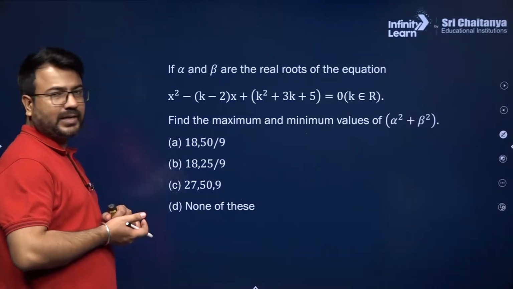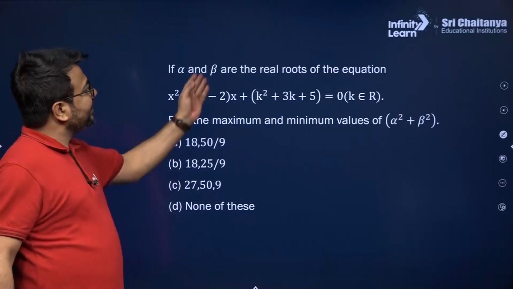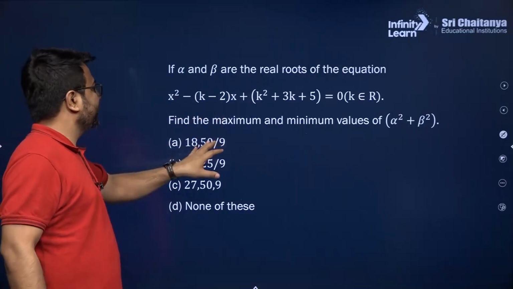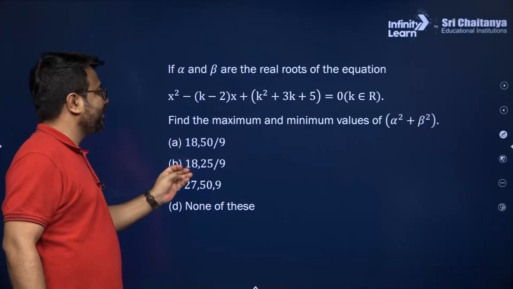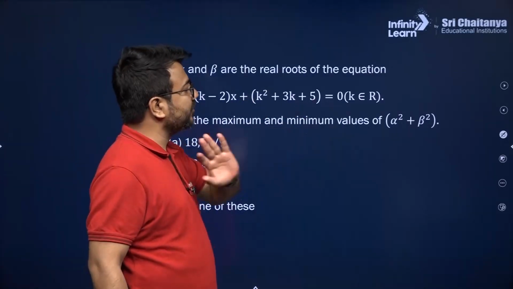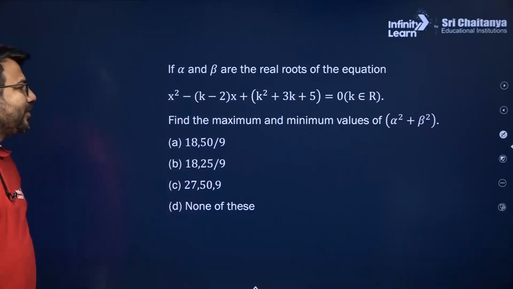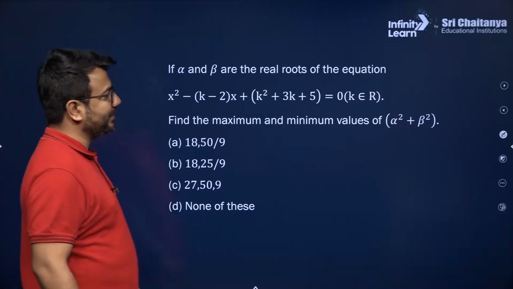So that is why we are moving ahead to the next question. If alpha and beta are the real roots of this equation, where k belongs to the set of real numbers, find the maximum and minimum values of alpha square plus beta square. So how will I be able to find the maximum and minimum value of it?